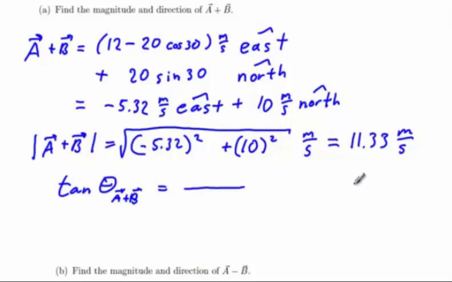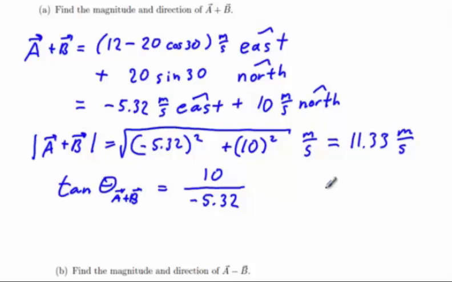We recognize that the tangent of the angle of vector A plus B is equal to the ratio of two components. Ask yourself whether it's y over x or x over y. It's y over x. When you take the inverse tangent of this number, your calculator will give you an answer of negative 62 degrees, which points in the fourth quadrant.